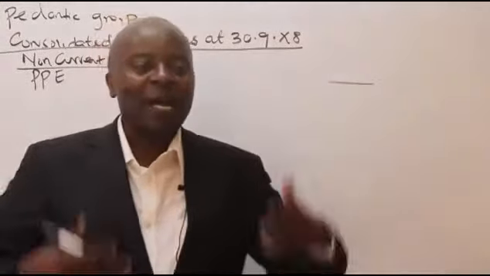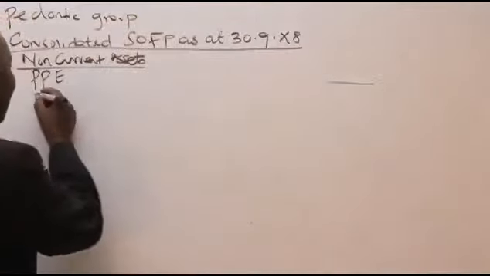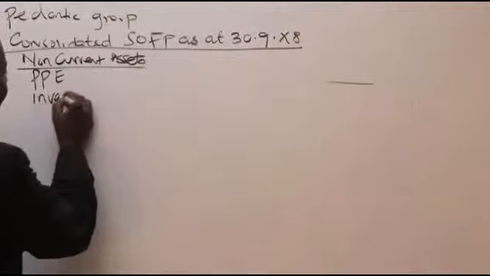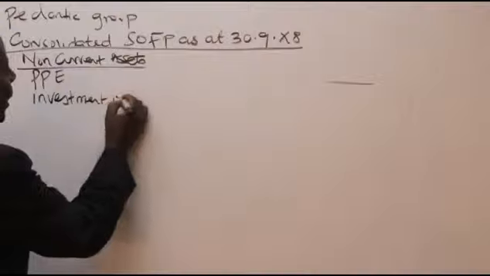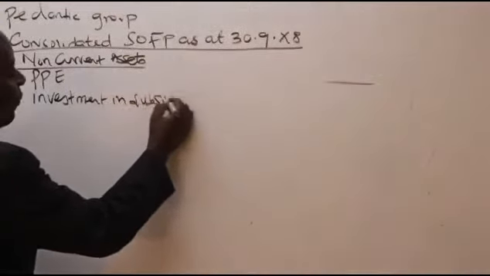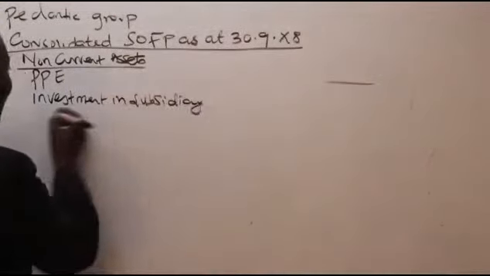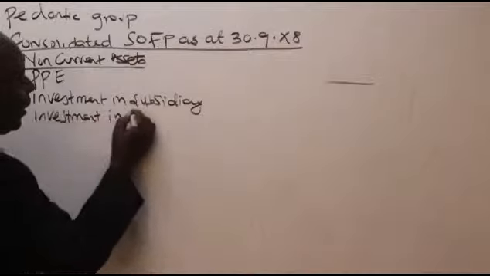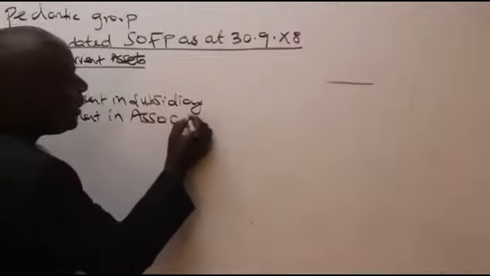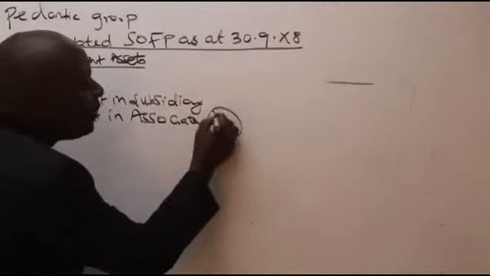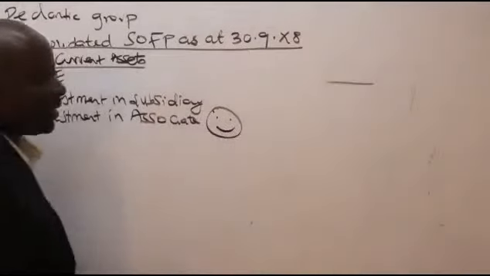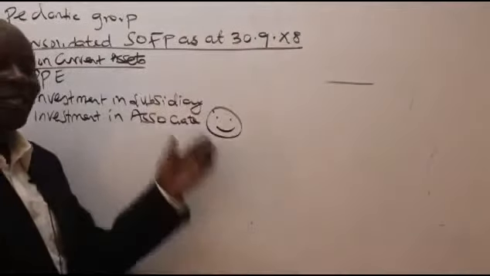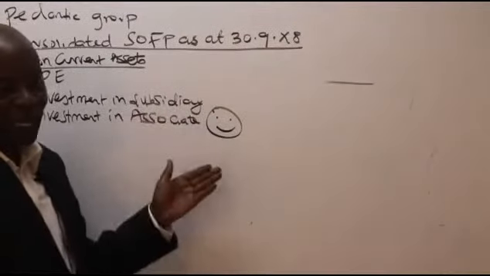mean. Like we have our subsidiary. So I'll have another line here called investment in subsidiary. And then we shall be having another line here called investment in associate. Investment in associate is okay. You should draw an emoji there and smile. Investment in associate, that is quite a good investment that you have to put here.